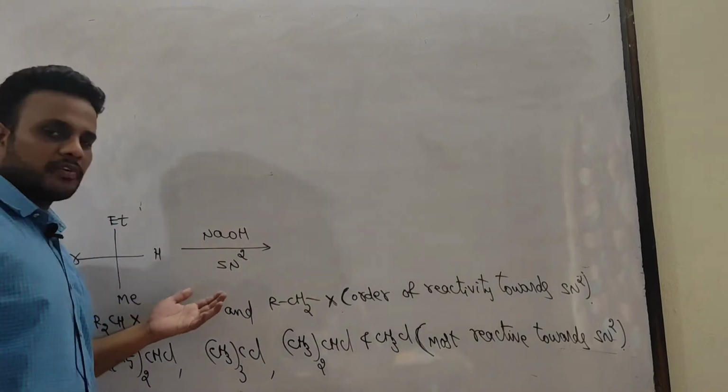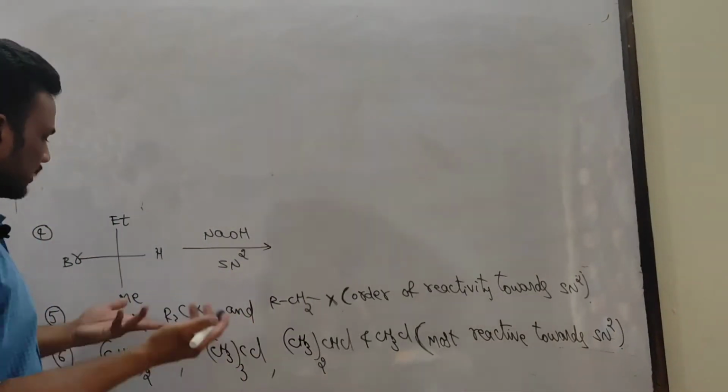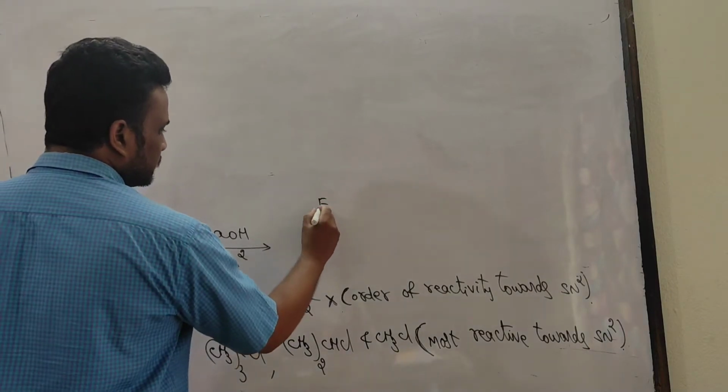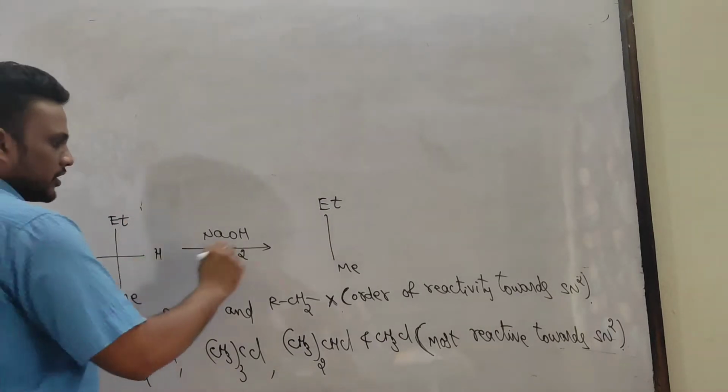And this was the given information in the question. SN2 was mentioned in the question, no confusion, directly inversion takes place. Ethyl group, methyl group, carbon, this is a chiral carbon. Inversion means backside attack.